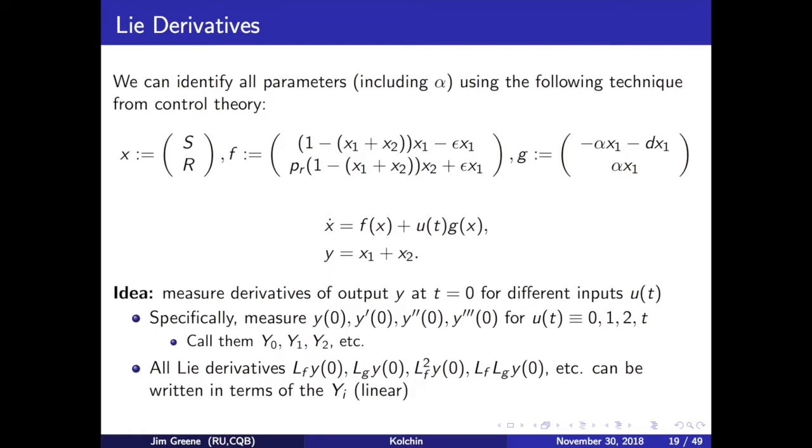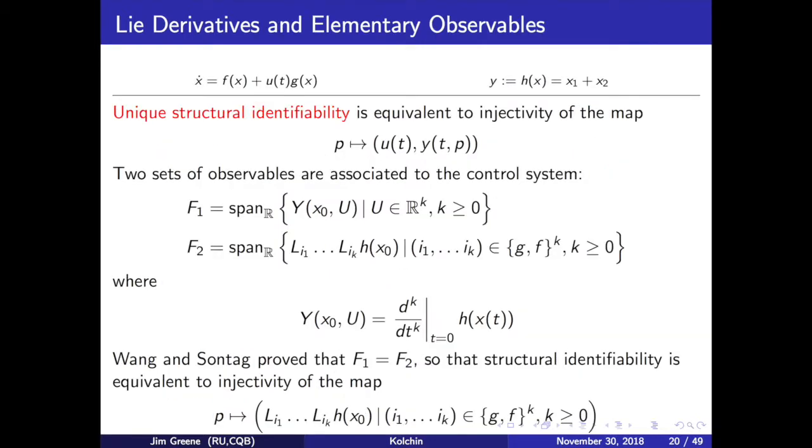The idea is that we can measure the output Y perfectly, and all of its derivatives, for different therapies. And the question is, can we design therapies to determine all of the parameters from these measurements? This is fundamentally related to the Lie derivatives and the iterated Lie derivatives. Maybe I could have a better slide on this later. Okay, this talks about unique structural identifiability.